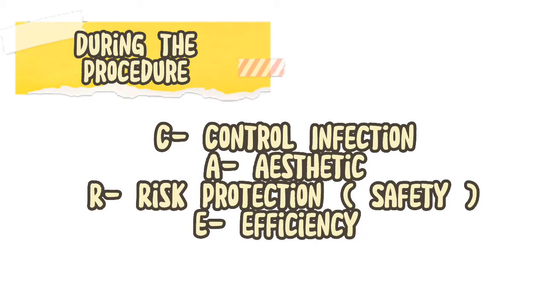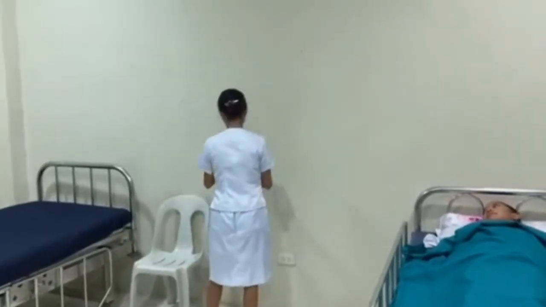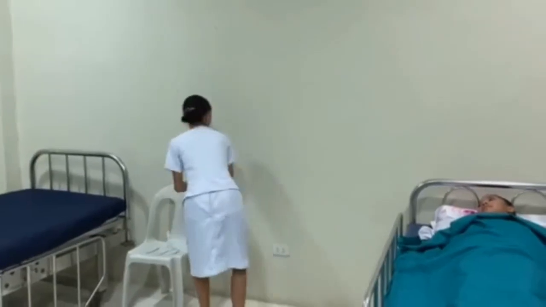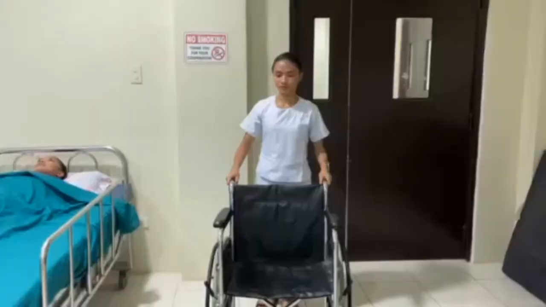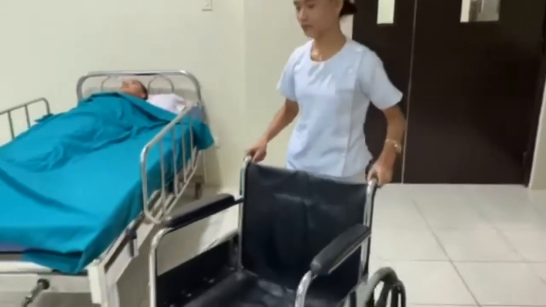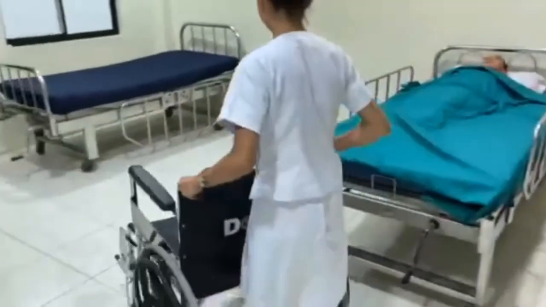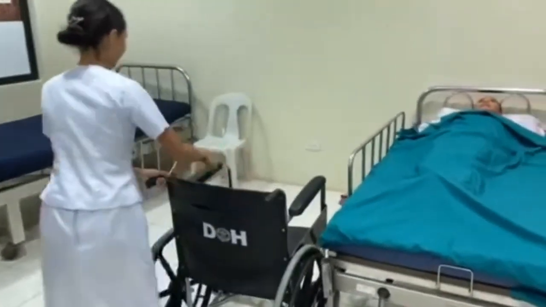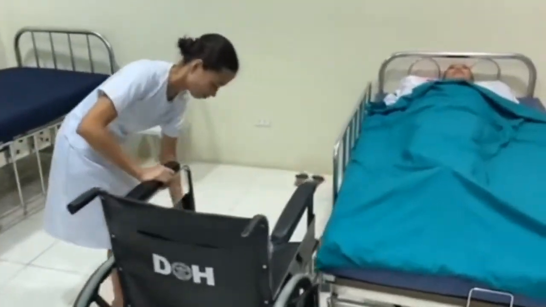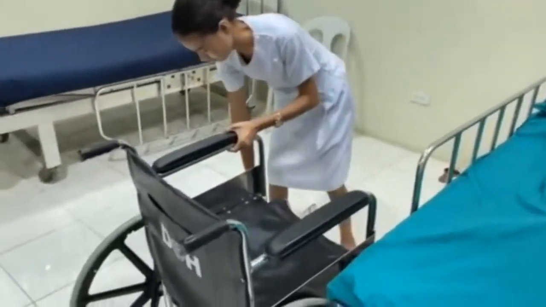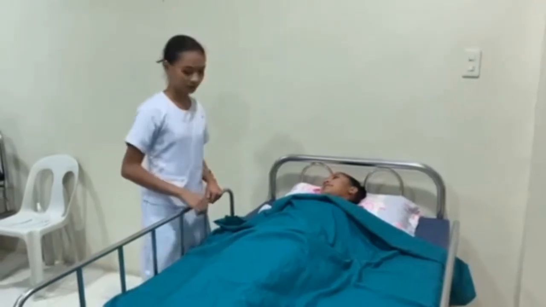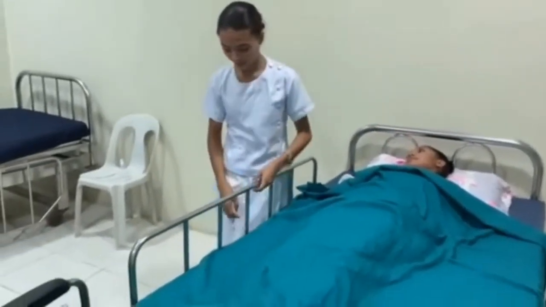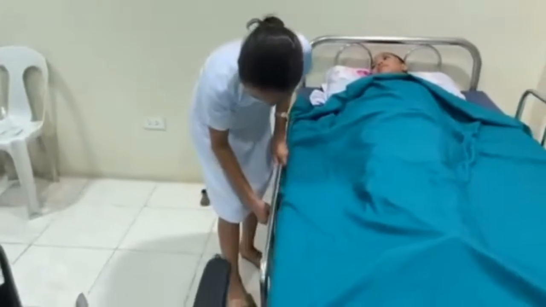E. Efficiency. Perform procedure in an acceptable period. Demonstrate coordination in handling equipment. Follow correct procedural steps. Step 1. Position the equipment appropriately. Lower the bed to its lowest position so that the client's feet will rest flat on the floor. Lock wheels of the bed.